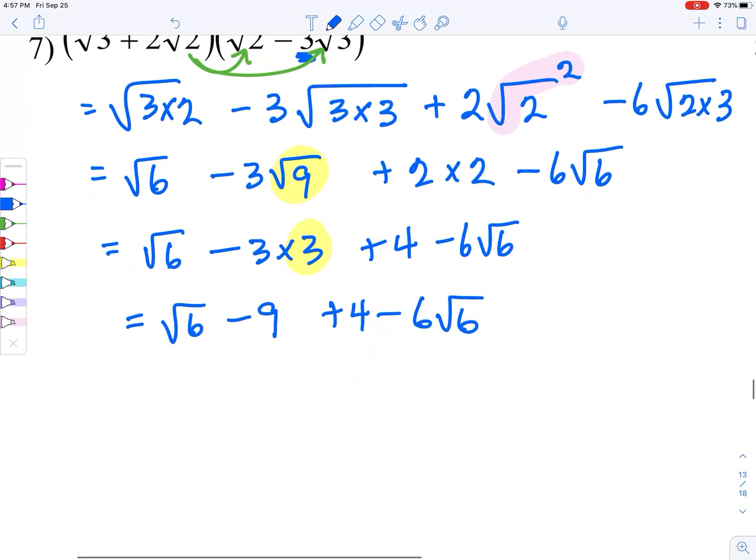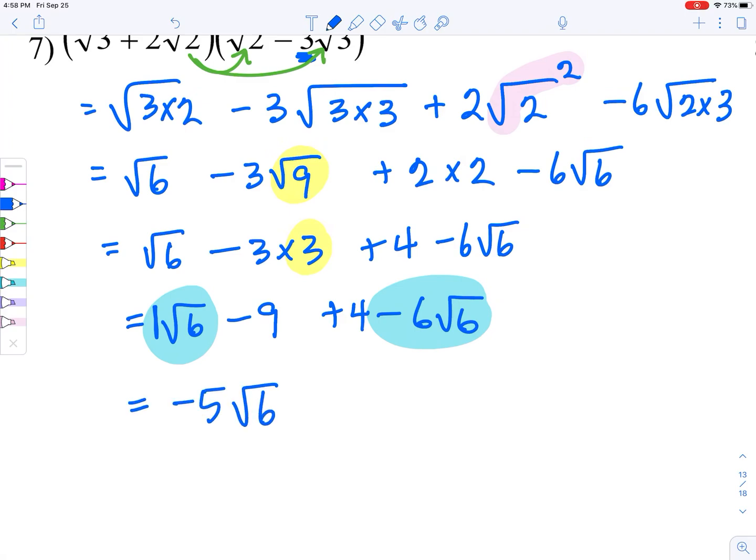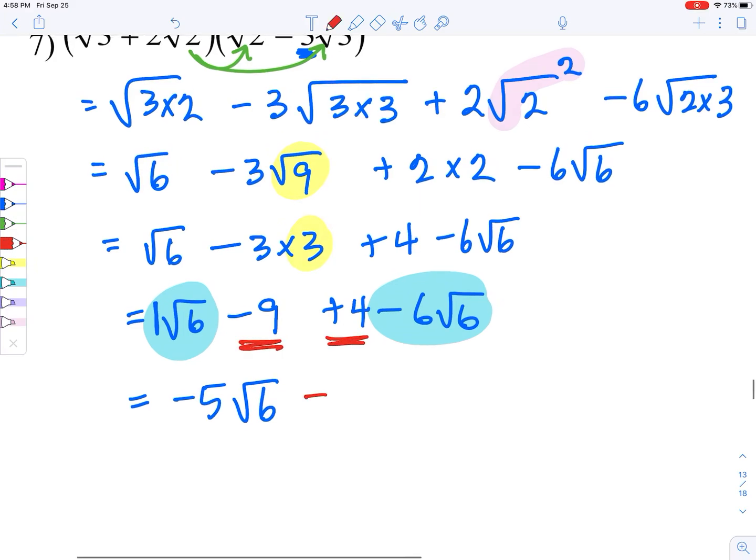Now we have some like terms that we can combine. So I have this root 6 minus 6 root 6s. It's like there was a ghosty 1 here. So that's going to give me minus 5 root 6s. And then we have minus 9 plus 4, which gives us minus 5.